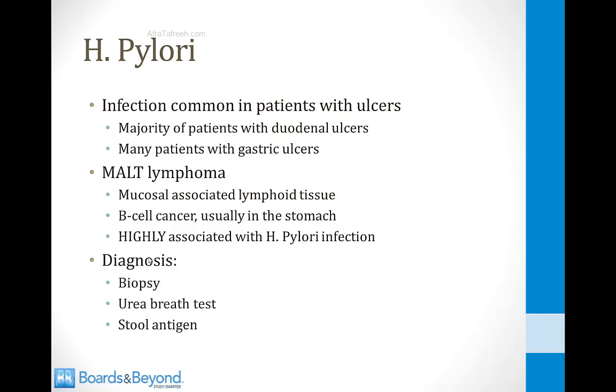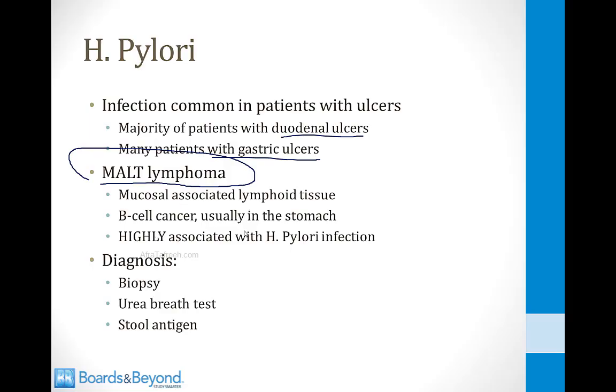So not all ulcers are associated with H. pylori infection, but many of them are. It's very common in patients with duodenal ulcers. Most patients who have an ulcer in their duodenum have H. pylori infection, and some or many patients who have gastric ulcers also have H. pylori infection. It's very high yield to know that H. pylori is associated with something called MALT lymphoma. So MALT stands for mucosal associated lymphoid tissues.